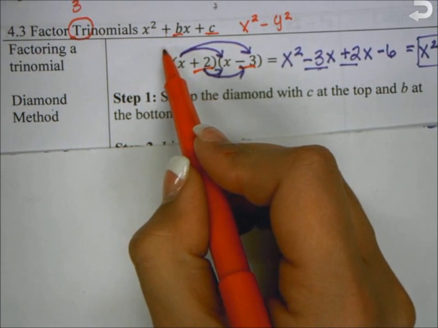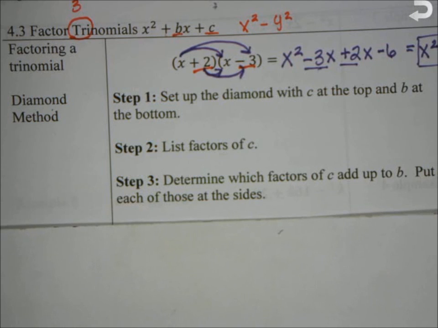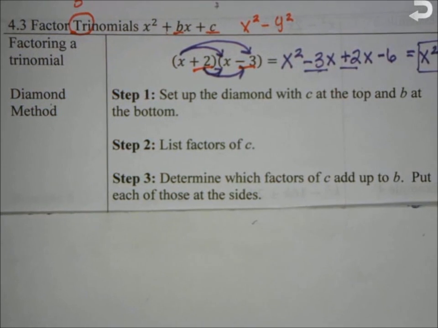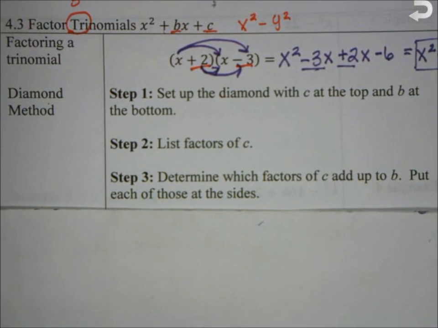Then what we want to do is list the factors of C. So what numbers multiply to give me C? We're going to list everything that multiplies to give you C. Step 3, we want to determine which factors of C, so of everything that multiplies to that last number, which one of them add up to the middle number.